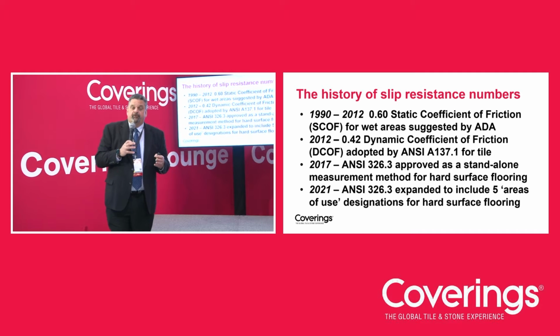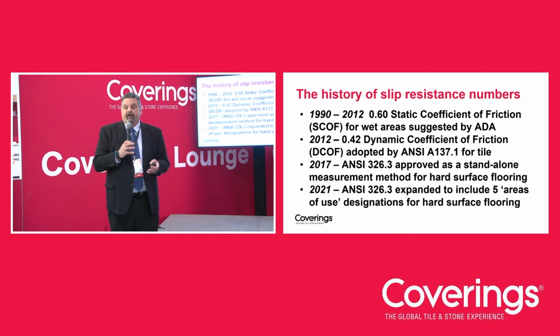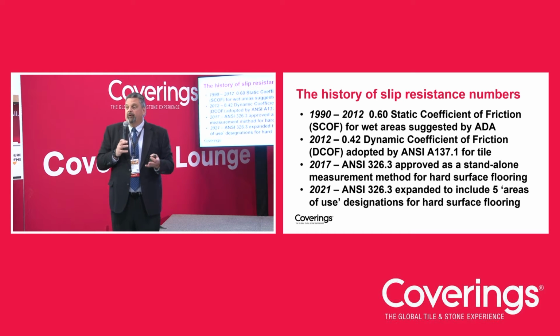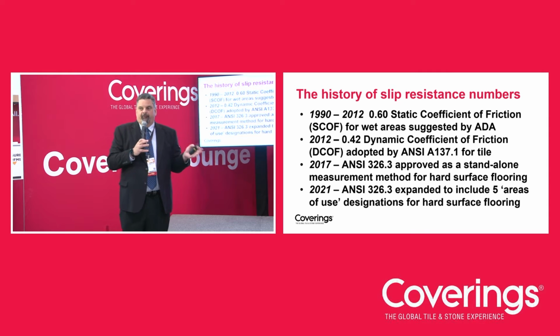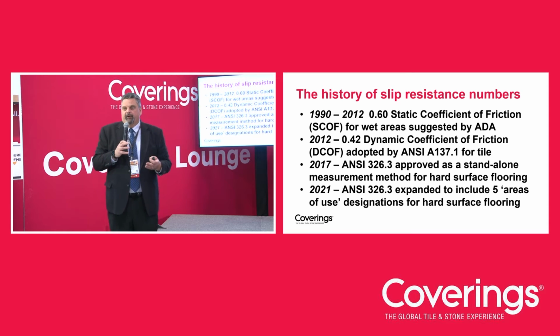So where did we get the 0.42? 0.42 is what the tile industry settled on as the number that we want to promote for tiles that are going to be used wet. And still, it was very binary. It was either a dry area, less than 0.42, or a wet area, greater than 0.42. There weren't a whole lot more shades of gray in there. And for the most part, that worked.